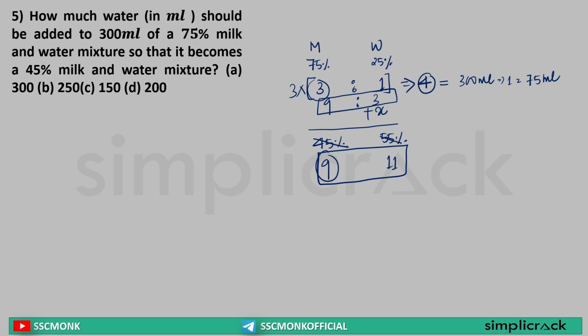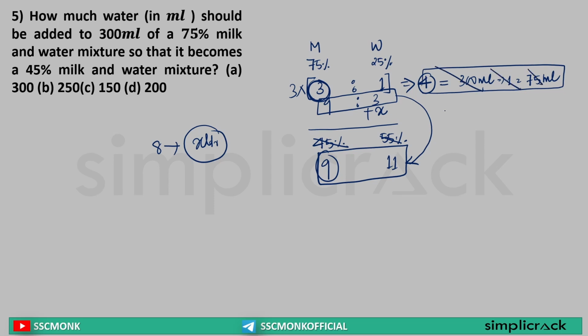Yes or no? Yes. Now sir, what is the change in water level? Sir, from 3 it becomes 11. That means 8 part got increased because of that x liter of water addition. Now I can't take 4 part is equal to 75 because now my ratio is 9 is to 3. That means this is no longer valid. So 9 is to 3, that means 12 part, which is equal to 300 milliliter. So sir, 1 part is equal to 300 by 12, that is equal to 25 milliliter.